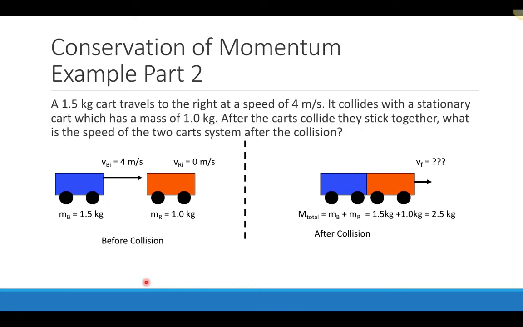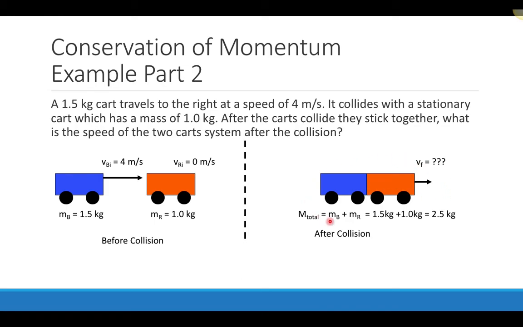Okay, let's consider another question. In this particular question, I have the same initial conditions that I had before. So I have the blue cart traveling at 4 meters per second, with a mass of 1.5. It collides with a stationary cart, but instead of the carts moving separately after the collision, they're going to stick together. They've got some sort of Velcro here that's going to cause them to stick together. I want to know what is the speed of the two-cart system after the collision.